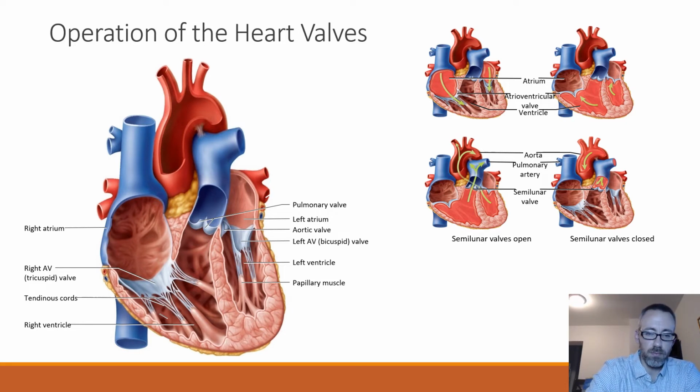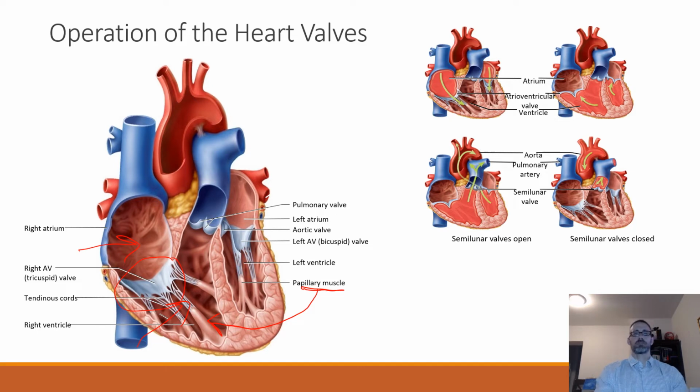Now, over here we can see the right atrium, and here's the right ventricle. It's separated there. You can see the right AV valve, the tricuspid valve. And it's tethered to the inside of the right ventricle via these tendinous cords, also known as the chordae tendineae. Those chordae tendineae are tethered into the right ventricle at papillary muscles, which is written over here. So these are papillary muscles.